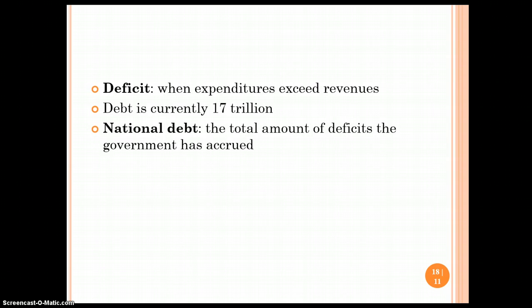So the deficit and the debt are two different things. I don't want you to get them confused. The deficit is when the expenditures exceed the revenues. So we have spent more than we've received. The debt is currently at about 17 trillion, and the debt is the total amount of deficits. So if you add up all of those deficits, how much have we accrued?